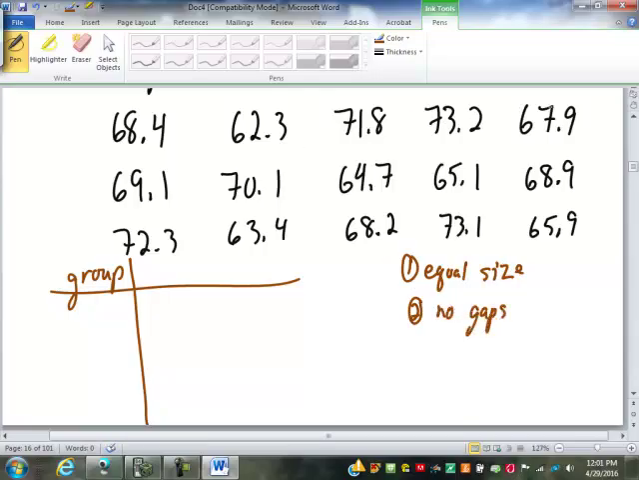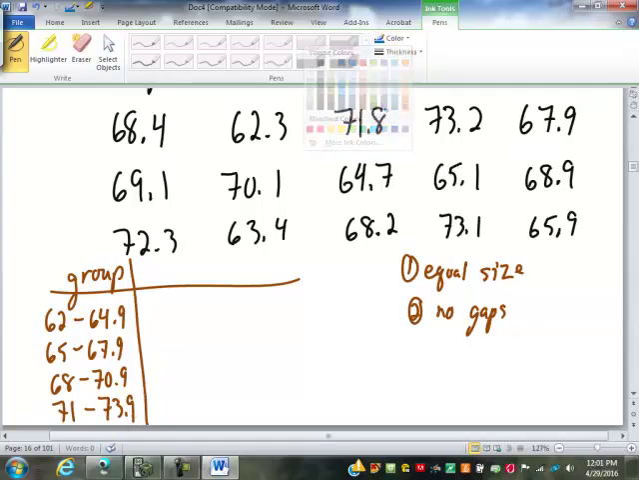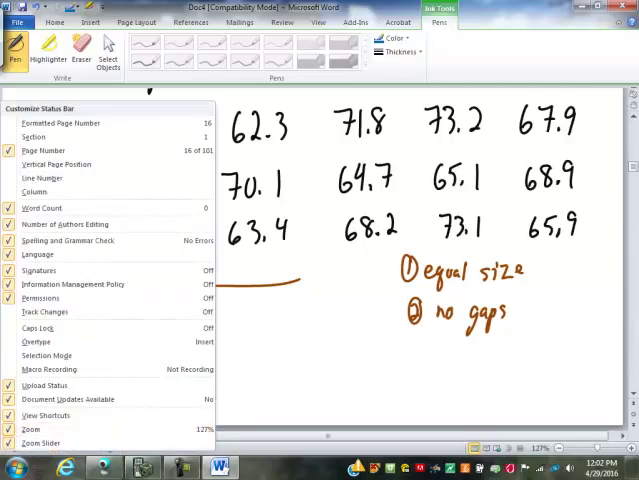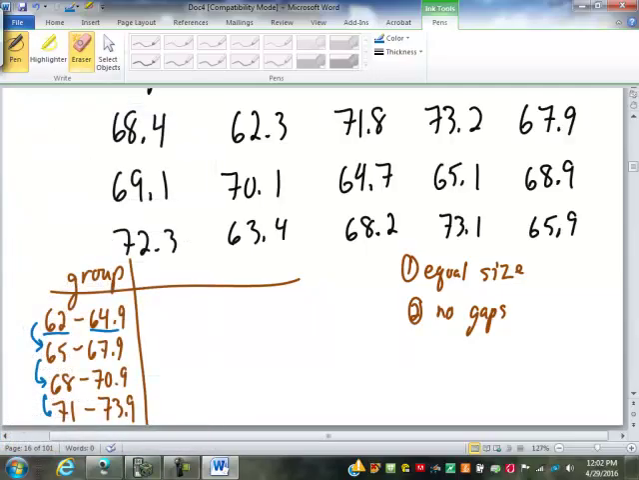So what this is measured down to the 1/10 of an inch, so I can't have a gap bigger than a 1/10 of an inch. Let's see, 62 looks to be our smallest, so let's do this. We'll do 62 through 64.9, 65 through 67.9, 68 through 70.9, and 71 through 73.9. You'll notice here, each of these is the exact same size. It goes up by 3, 3, and 3. If I subtracted these, I'd get 2.9 for every one of them. So they're all exactly the same size.